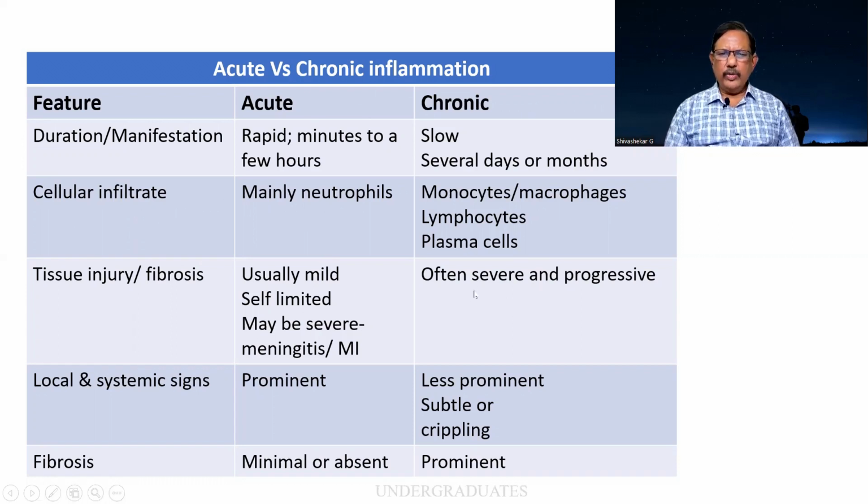The local signs and symptoms are very prominent. There will be redness, excruciating pain, all the signs of inflammation will be there. Whereas they are all less prominent here, subtle or crippling rather. Fibrosis is minimal in acute. Chronic is progressive. Ultimately, it is the fibrosis that is the culprit in a case of chronic inflammation. It incapacitates the person. You cannot bend a joint or straighten it. The function is interfered with. So I hope you have understood the difference between acute inflammation and chronic inflammation.